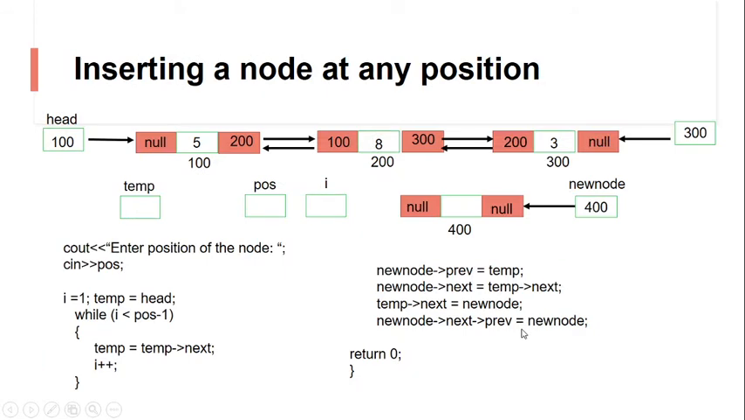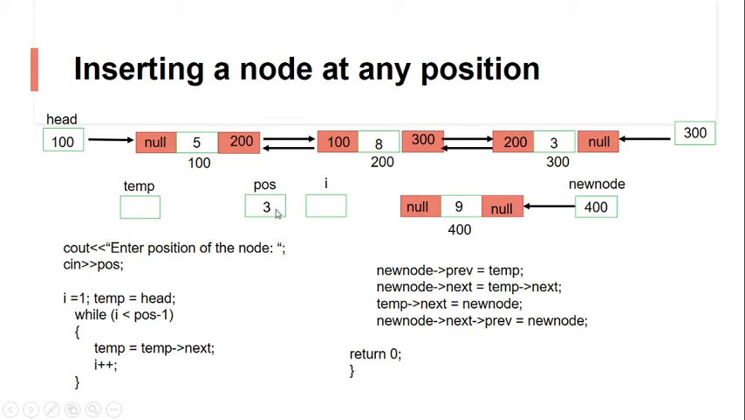Now for inserting a node at any position, I have only 1, 2, 3 nodes in my double linked list. Now from the code here, enter position of the node. For our variable pos, we have to enter what position we want to insert this new node value, which is 400, along the list. So where do you want to insert it? So position is 3 there.